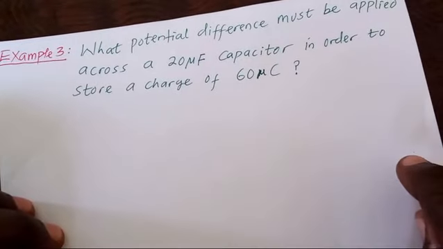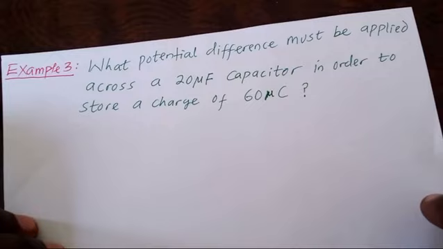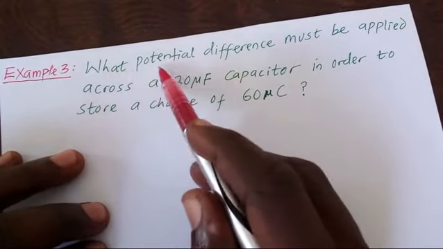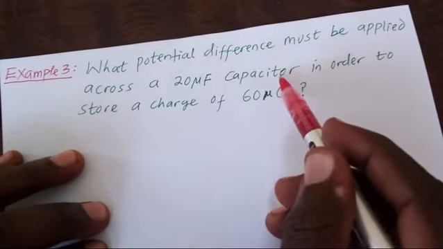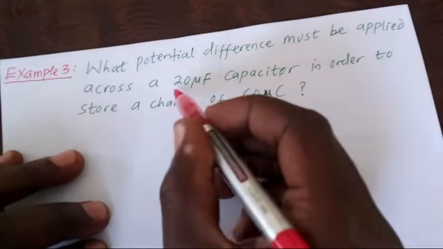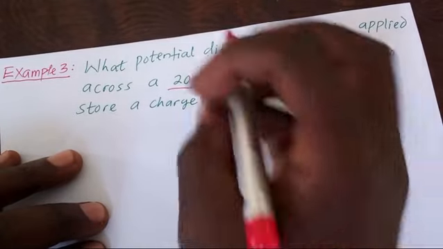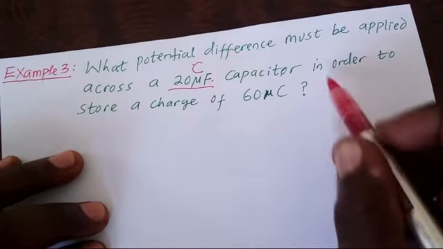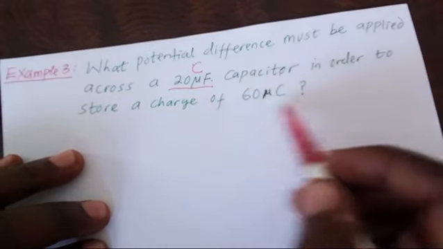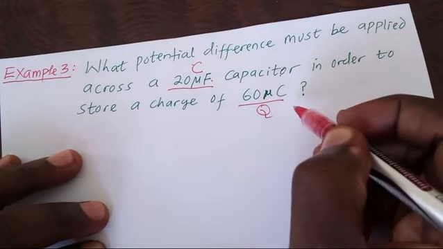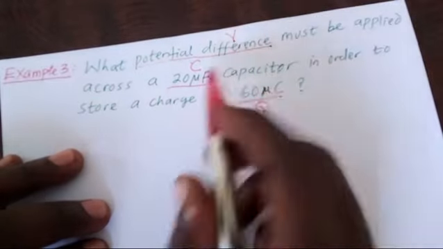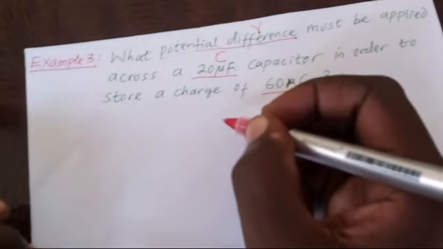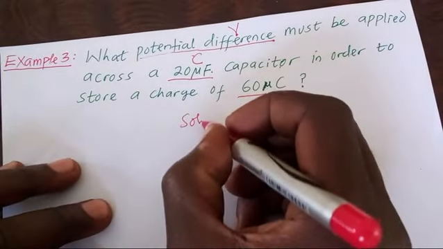Moving on, the next example here with us is example 3. Example 3 says, what potential difference must be applied across a 20 microfarad capacitor. Okay, from the unit we understand that this unit is for capacitance. Microfarad is for capacitance, so this is capital C. In order to store a charge, okay, we are told this is a charge, so this is capital Q. So what potential difference? Potential difference is another word for voltage, so this is V. Our target variable is V. So we bring out what we are given in the problem. Let's say solution.